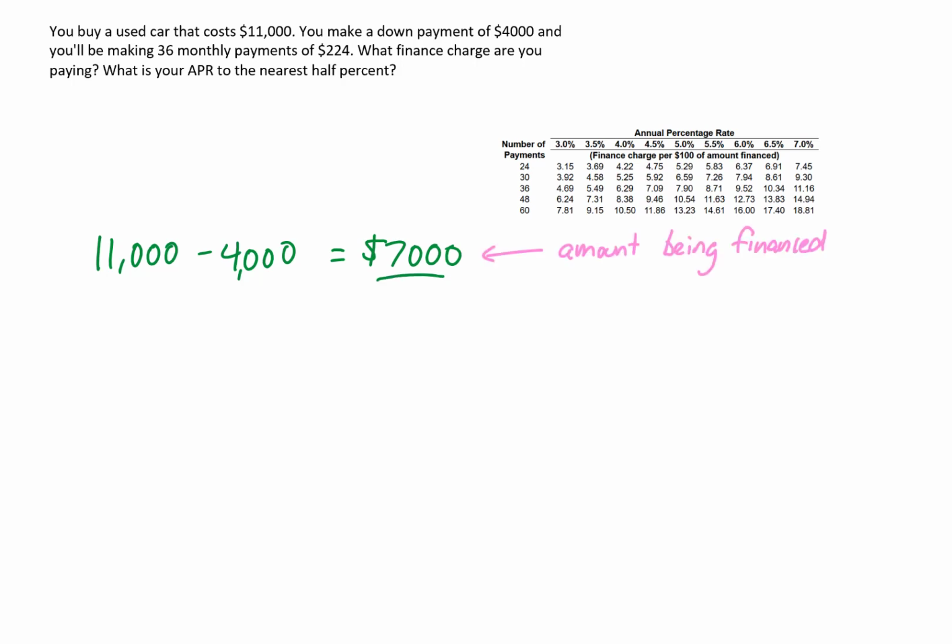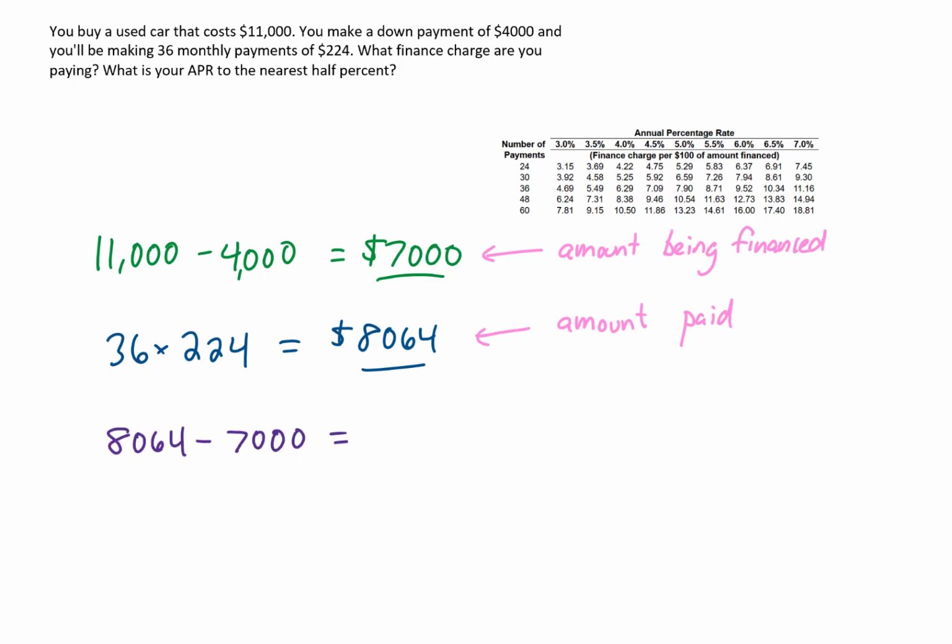Next, let's find out how much you're actually paying over the entire course of this loan. You're going to make 36 payments, and each one of those payments is going to be $224. So you're paying a total of $8,064. So you're borrowing $7,000, but ultimately you're paying $8,064. Subtracting those two gives me $1,064, and that's how much your finance charge is.